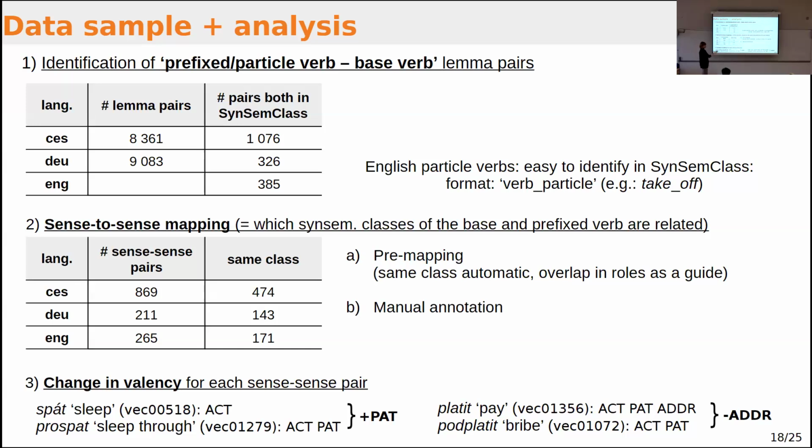In a different pair, platit and podplatit, to pay and to bribe, in a certain sense defined by the SynSemClasses. Platit, to pay, has the actor, patient, and addressee. Someone pays something to somebody. And the podplatit verb to bribe only has an actor and patient. Někdo podplatí někoho. And so we can say that the addition of the prefix is accompanied by the deletion of the addressee slot.